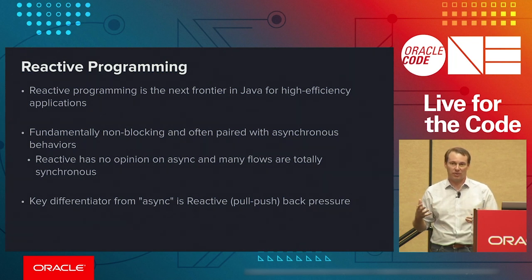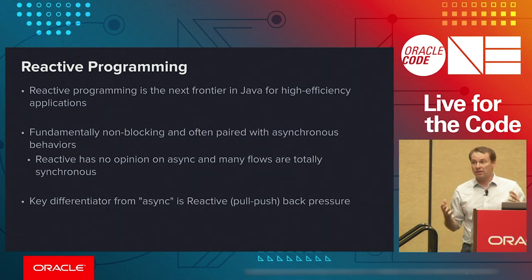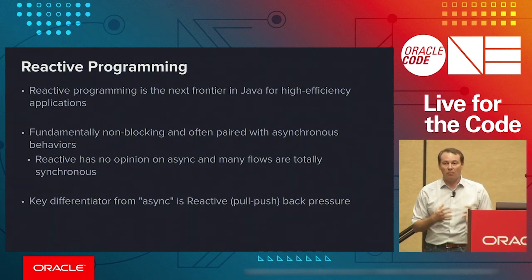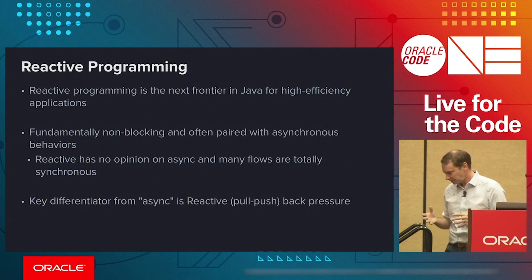Typically, we end up at a place where we need to do some sort of blocking, waiting for a network request, going to a database, something like that, and then we'll behave in an asynchronous manner only at that point. But all the execution up to the point of blocking has been done synchronously. Now, obviously, I talk about it being fundamentally non-blocking. We often pair it with asynchronous behaviors. But one of the key differentiators between asynchronous programming and reactive programming is this idea of pull-push backpressure.